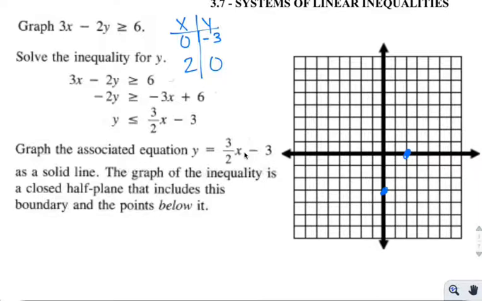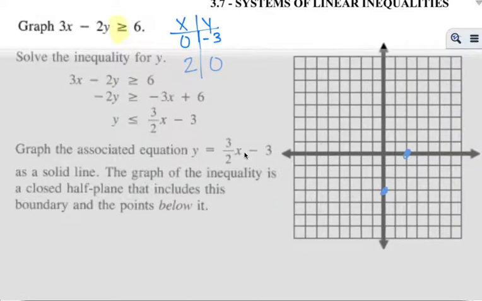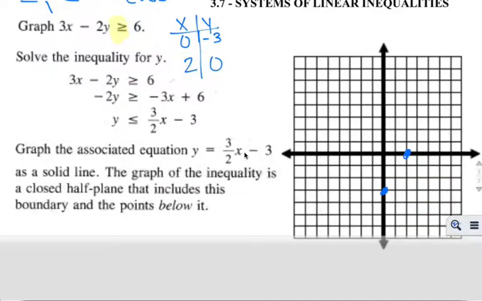Well, what we're going to do is look at that sign. Much like when we were doing systems of linear inequalities in one variable, if I have greater than or equal to or less than or equal to, that means it is closed, i.e. a solid line. So that's what I have. I have a solid line.